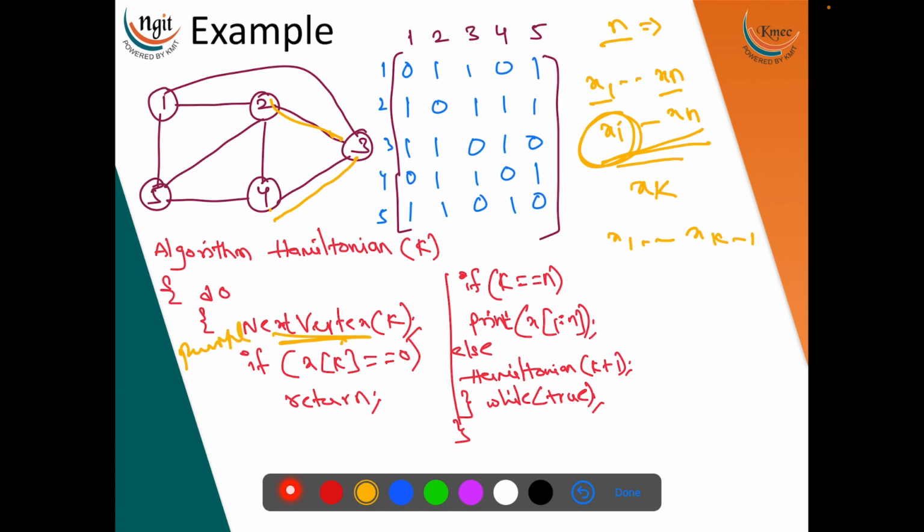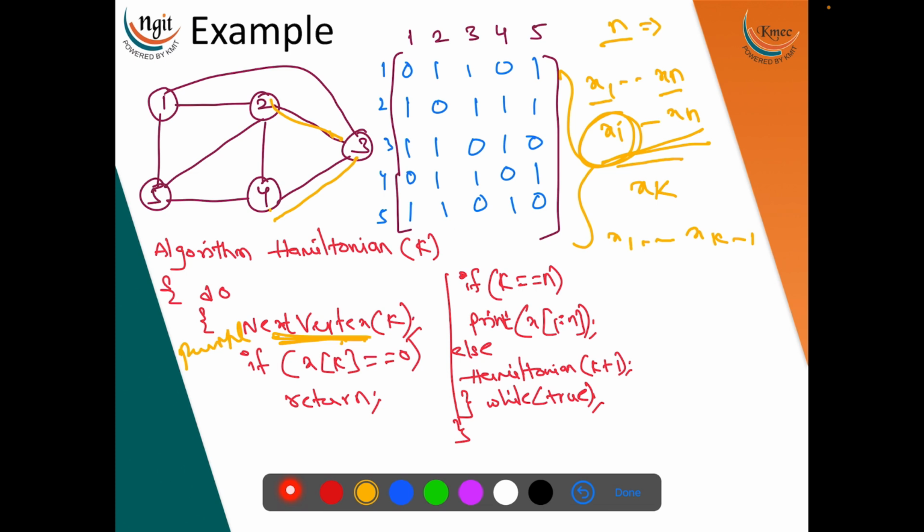Now let's understand the algorithm of this Hamiltonian cycle. This algorithm uses the recursive function of backtracking to find all the Hamiltonian cycles of a graph. The graph is stored as an adjacency matrix G[1:n, 1:n]. All cycles begin at node 1. We will use the next vertex function to generate the values for x of k.